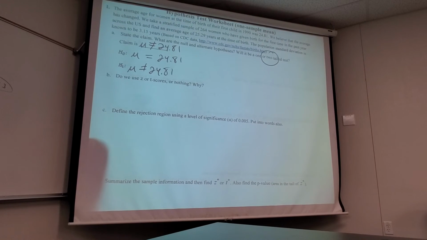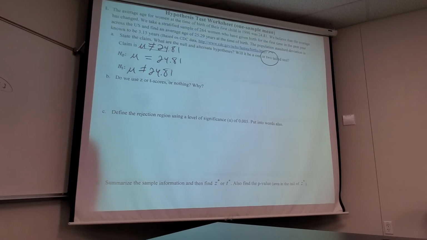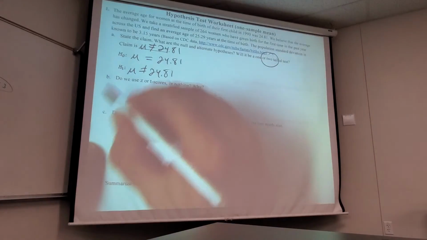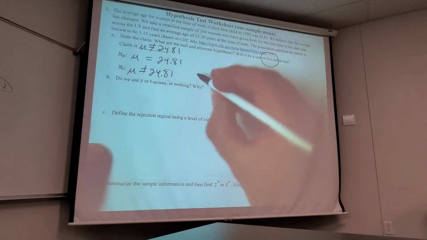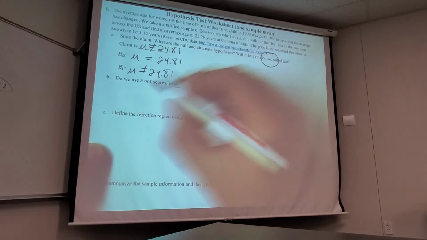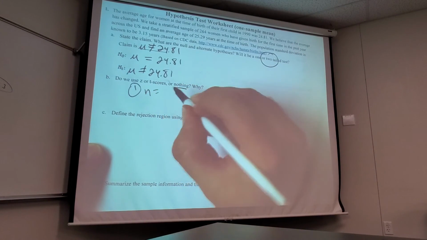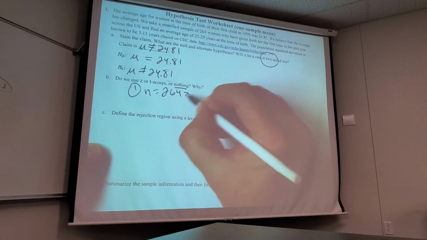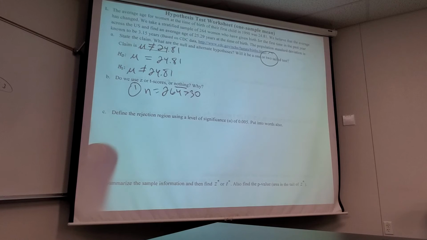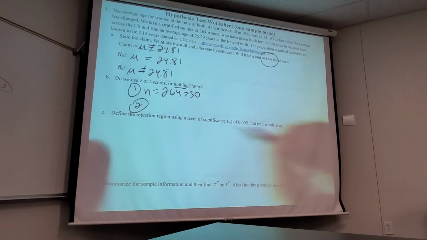What do I have to check to see if I use Z or T? Do you have a sample or a population standard deviation? True, but what's the first thing? What do I check to make sure I can do something? Yeah, so n is greater than 30. n is 264, which is bigger than 30. I much prefer you to prove a statement rather than just state something. Don't say n greater than, show me that it's greater than 30. And then you check.